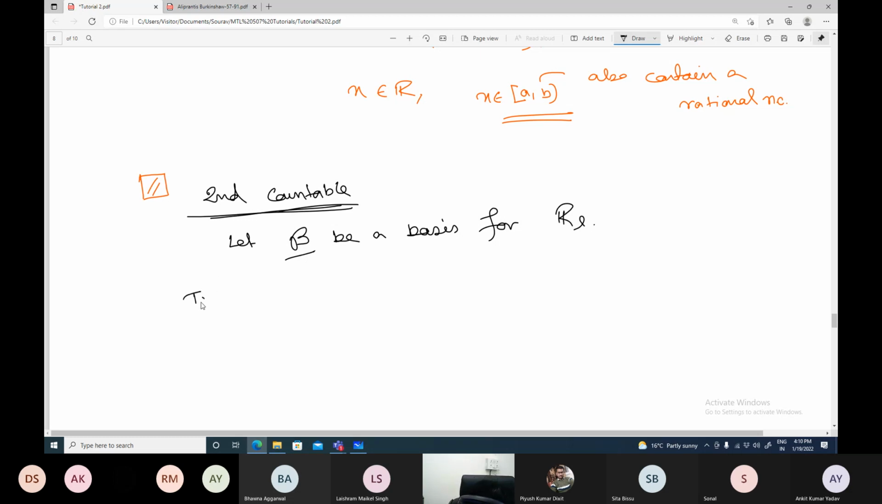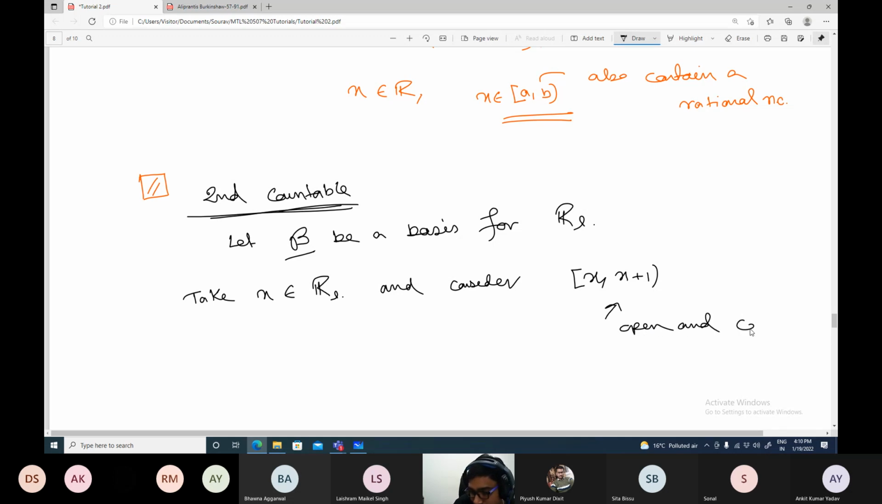Okay. So now take x belongs to R, and consider the neighborhood [x, x+1). This is an open set in R_L containing x, right? Open and contains x. So what can you say for this open set in terms of the basis? There exists a B_x, where B_x belongs to the basis script B, such that x belongs to B_x which is contained in [x, x+1), right?